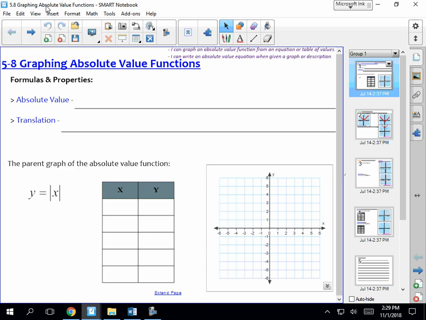So we're going to just look at the absolute value function. Absolute value function, how does it connect to lines? Well, it's like having two lines coming in and meeting at the point, which makes a V. So the parent graph of this is a V-shaped graph.